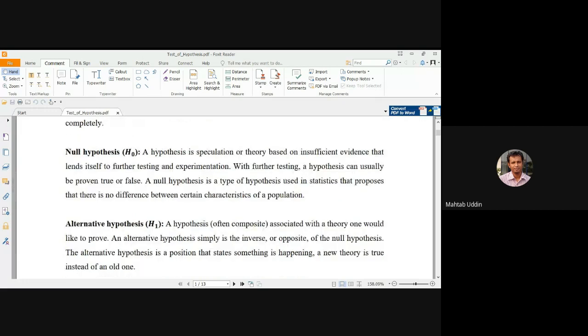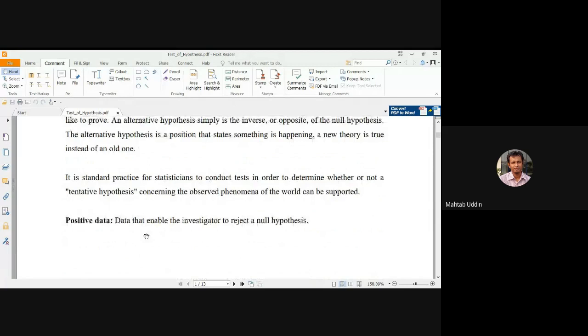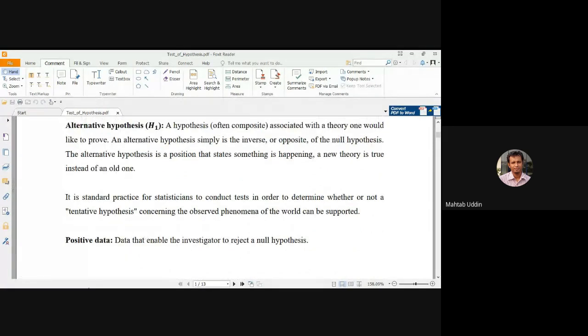The null hypothesis I have already said. The alternate hypothesis is positive data. What is positive data? Now, actually, this is hypothetical. Positive means what? We need the change.